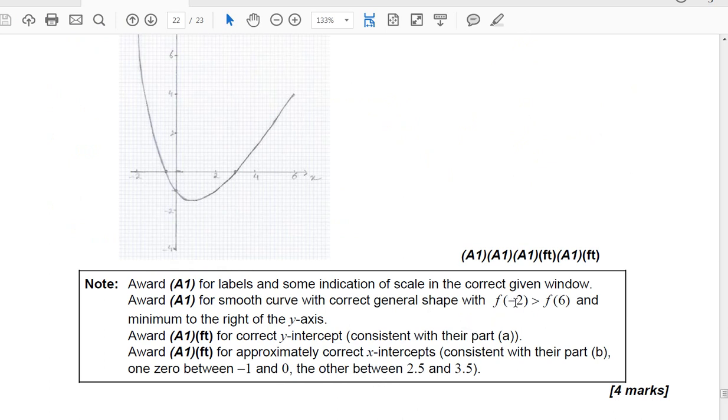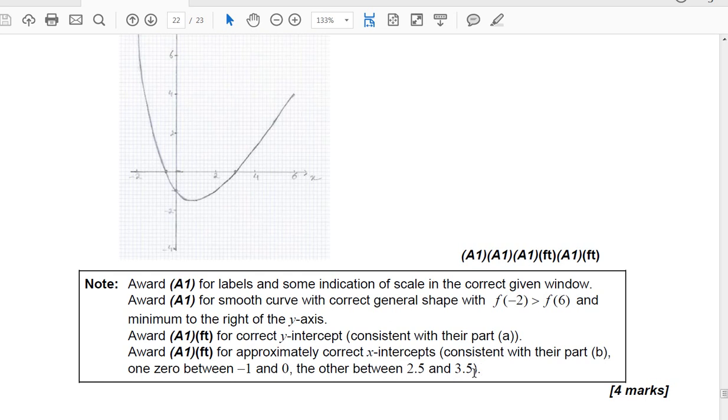And starting with f of negative 2 up to 6. So there's our negative 2 to 6, and that's what we showed on our scales here. Minimum to the right of the y-axis. We're okay on that. One point for the correct y-intercept, which we did at negative 1, consistent with their part A. And then another point for approximately the correct x-intercepts. We had our correct intercepts there as well.